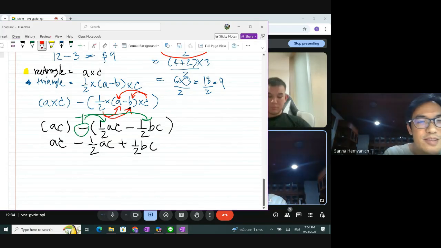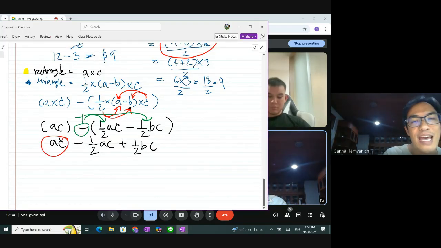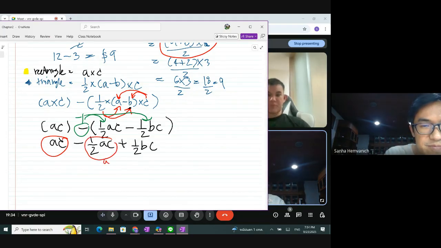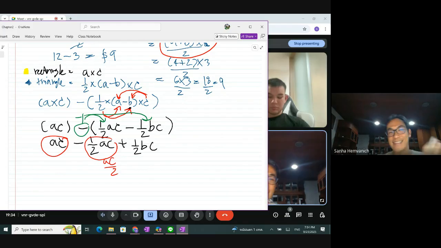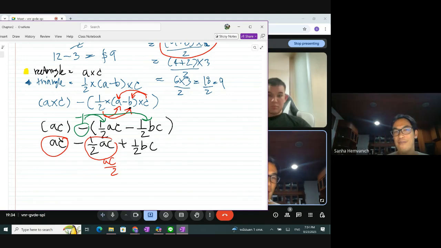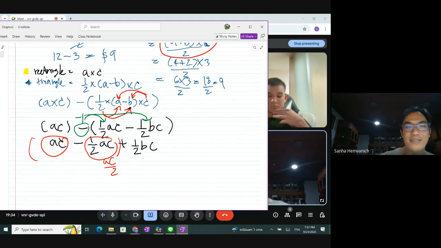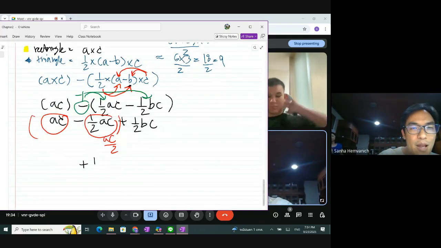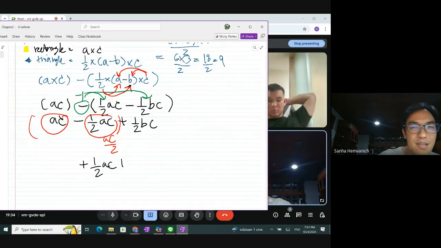Okay, so this is AC, and this is AC divided by 2. So basically it's just a half, right? It's a full AC minus half of an AC. So what you have left between these two is just positive 1/2 AC, and plus 1/2 BC.